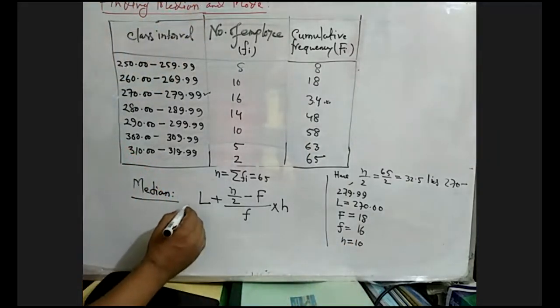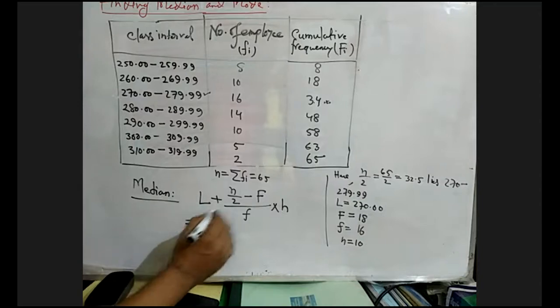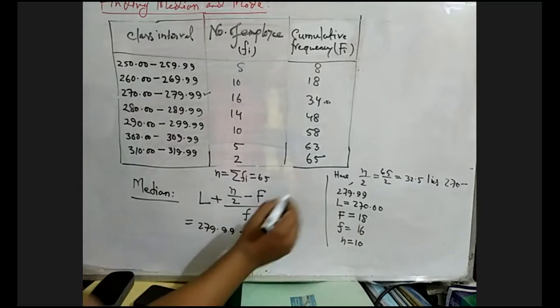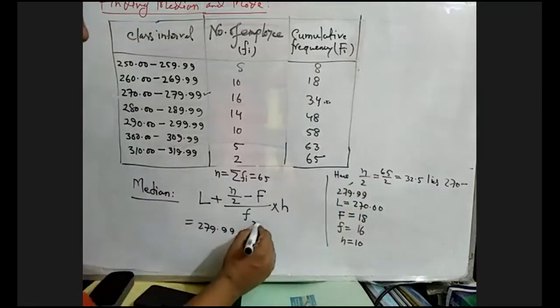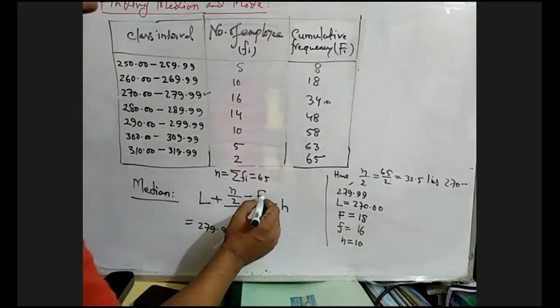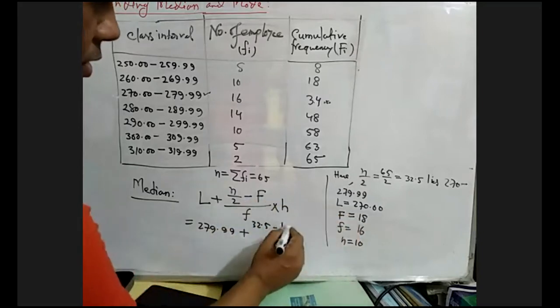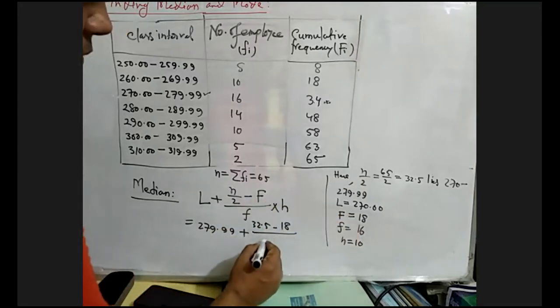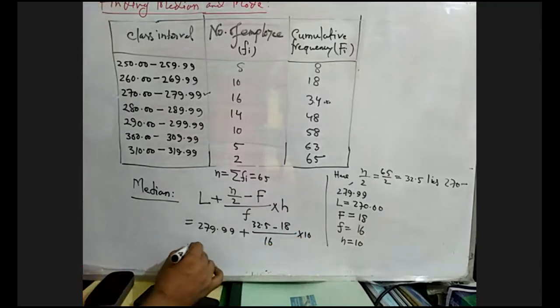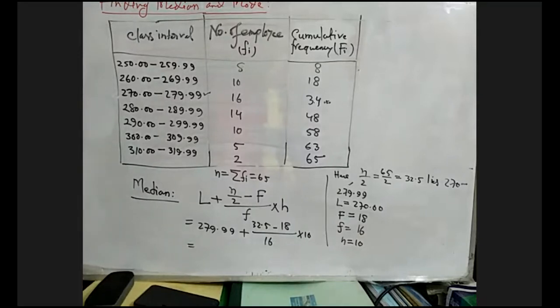So just putting all these values in this equation, we can write 279.99 plus n by 2 means 32.5 minus cumulative frequency of the previous median class, 18, divided by 16 multiply 10, and this result will give the median of that class.